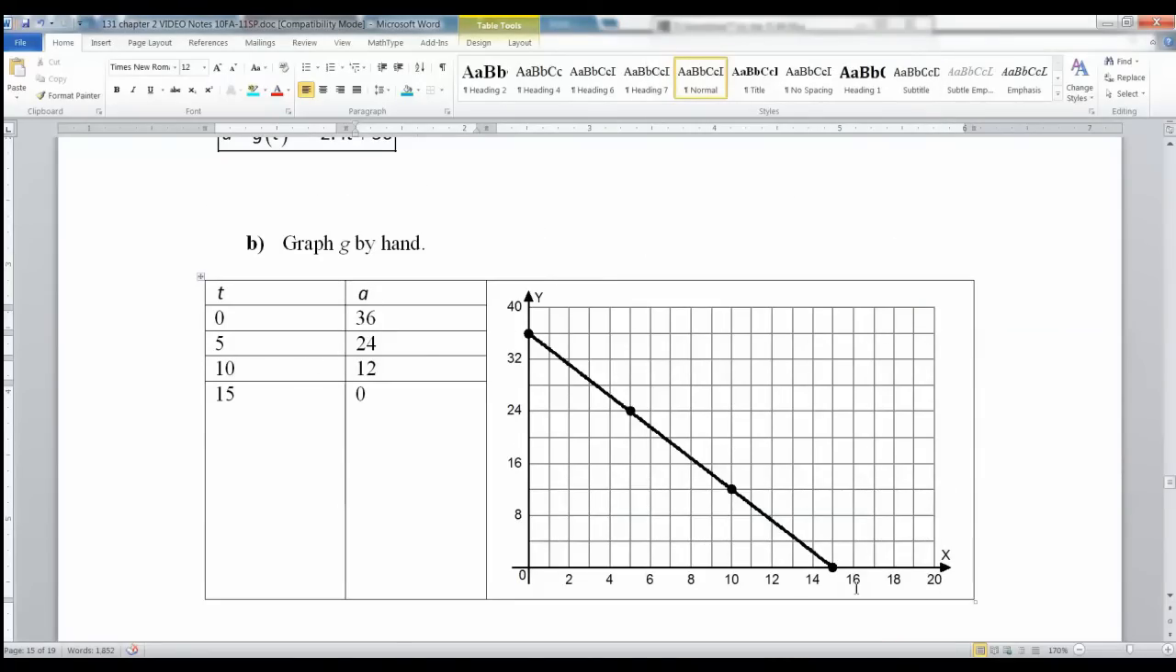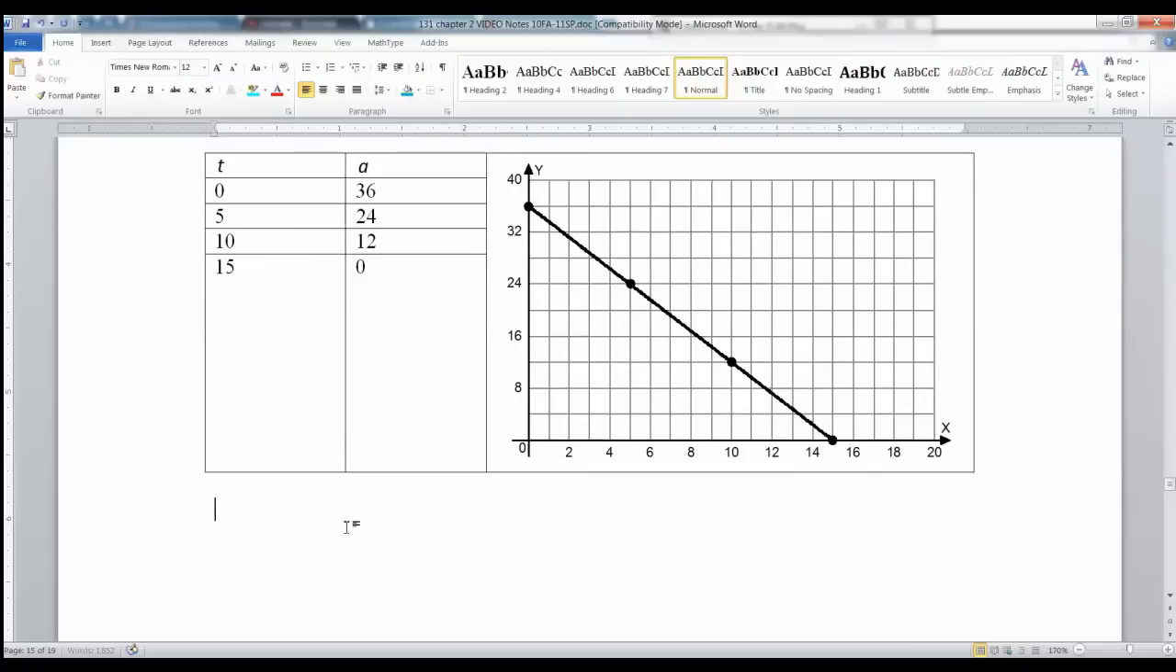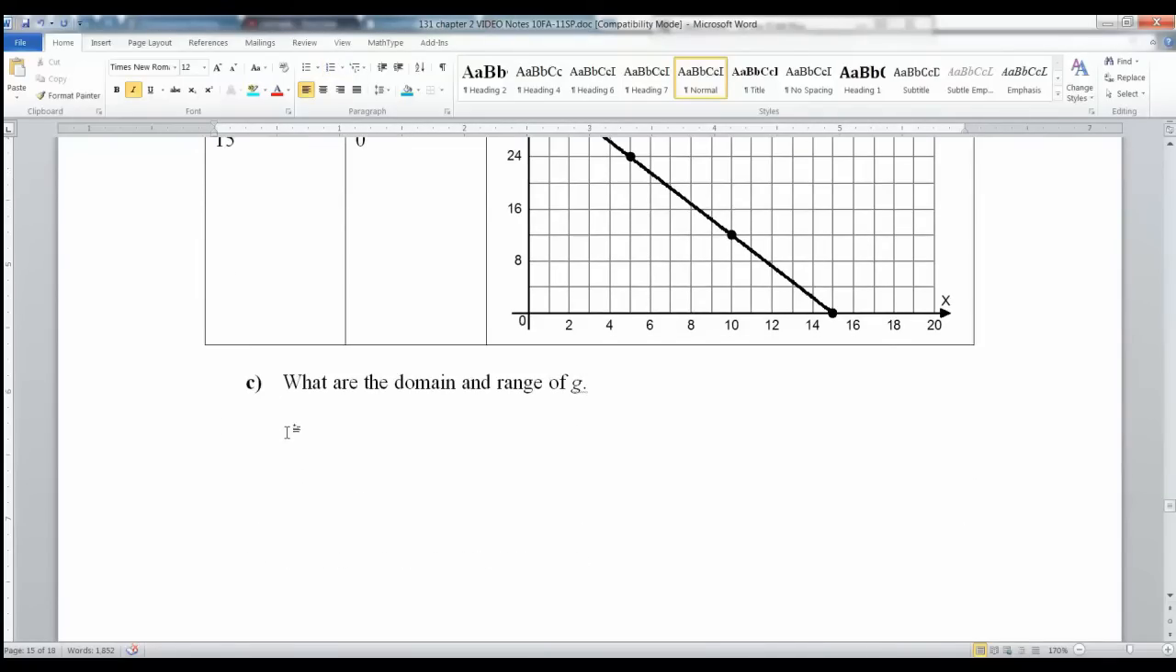Okay, so I graphed it. There we go. It's graphed by hand. Everything's fabulous. Now, what is the domain and the range? The domain is all the possible x's. In this case, t's, because your x value is t. So all possible t values, and that was minutes, right?